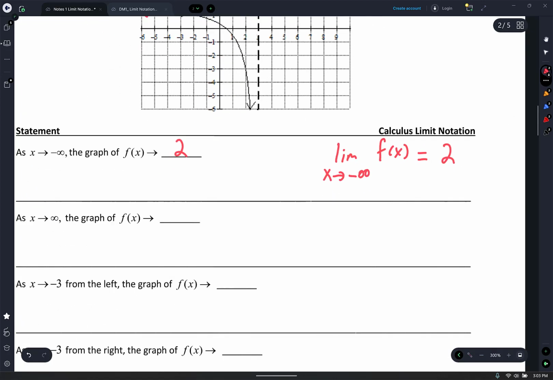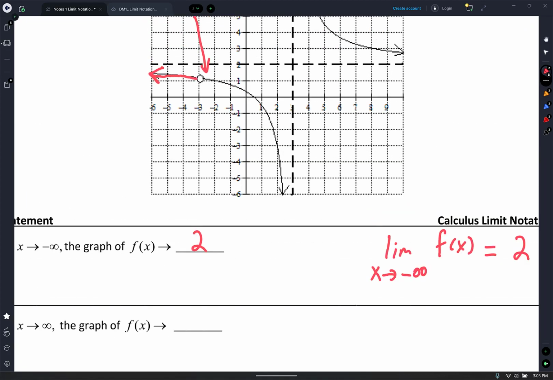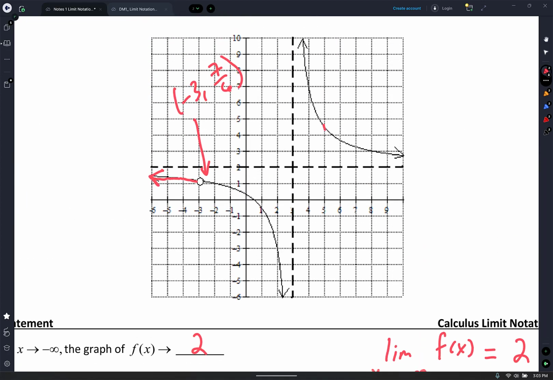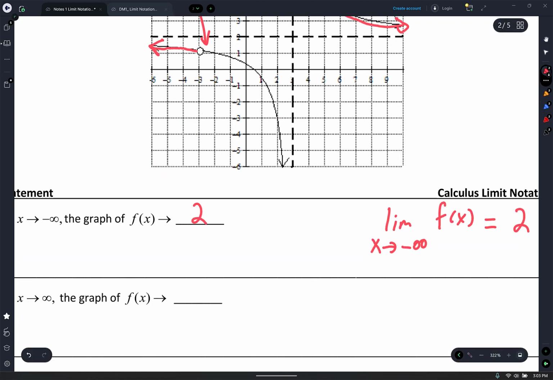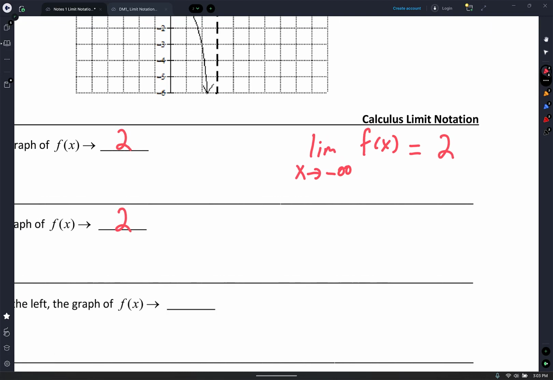All right, let's look at the next one. It says, as x approaches positive infinity, the graph of f of x equals, so you're writing the curve. As x approaches positive infinity, what does the y value approach? 2 again. See? So how are we going to write it? Calculus limit notation. Limit, and then on the bottom right, x, put an arrow sign. That means approaches, and then put infinity, put f of x, and put the number 2. How do we feel? Easy, right?